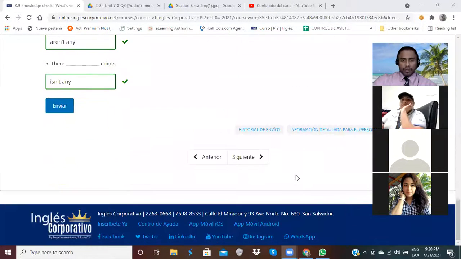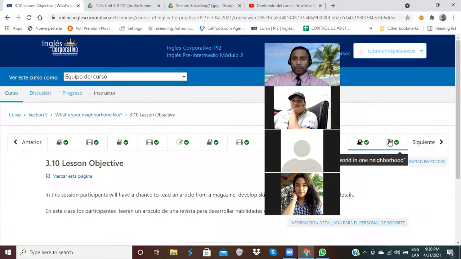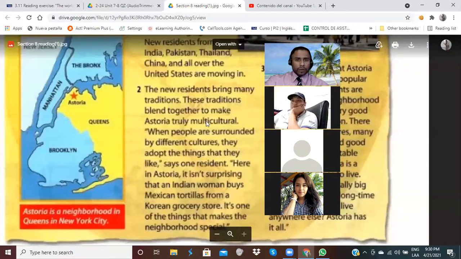Okay, now what we're going to do is look at the reading. In this session, participants will have a chance to read an article from a magazine, and develop skills in scanning and reading for details. All right, here we're going to see a reading article, which is this one right here.